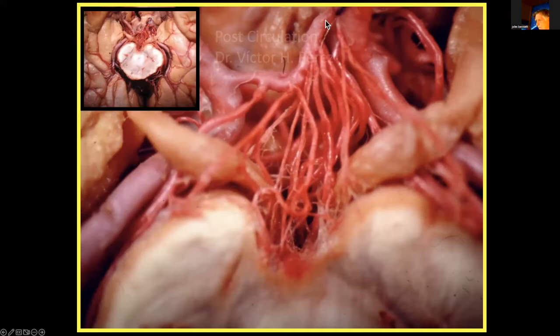The hypoplastic segment of P1, look, in this case, how many branches are coming directly from this hypoplastic segment, P1. Amazing, this anatomical variation. This is the interpeduncular fossa and both third cranial nerves.